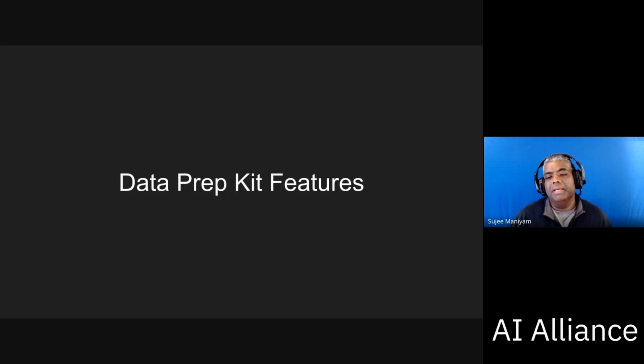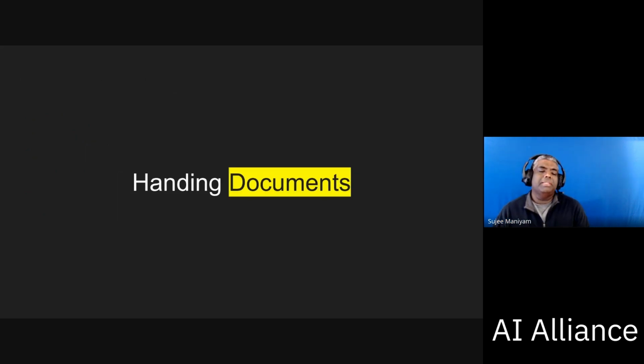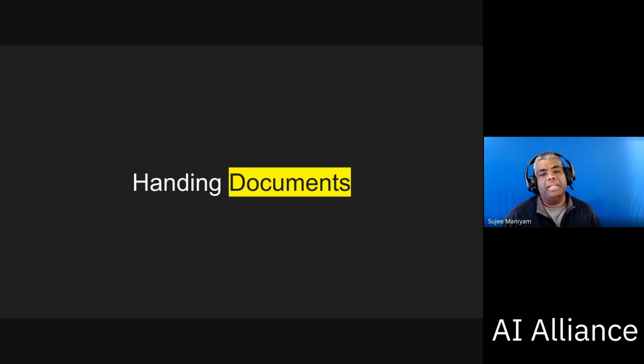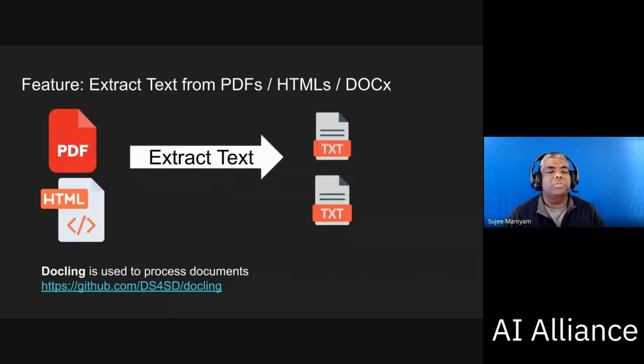So, some of the high-level features. What are some of the features that you would want to use that can make your life a little easier? Let's talk about documents real quick. Let's say you're handling documents. Your documents could be PDFs, HTML, Word documents. Basically, we want to extract the text data out of them. That's the first step.